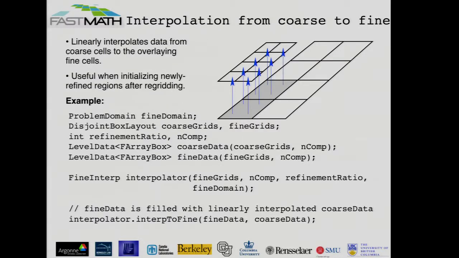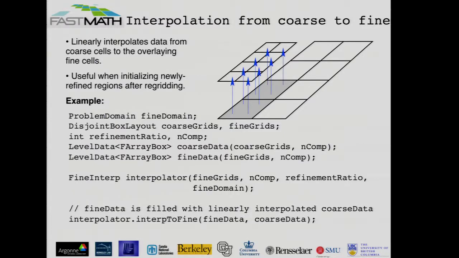Now, these are the other classes that actually do the operations on the data structures that are defined. There is a class which does interpolation from coarse to fine. Here, when you tag cells for refinement and create a new finer patch, it needs to be populated, and at that time this class does the interpolation from the embedding coarse level into the embedded fine level.